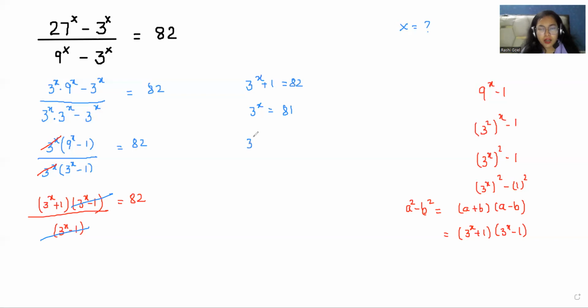Now, the left hand side is in power of 3. So we can convert 81 as 3^4. Now, if the bases are the same and equal to each other, that means their powers are also equal to each other. So the value of x is 4.